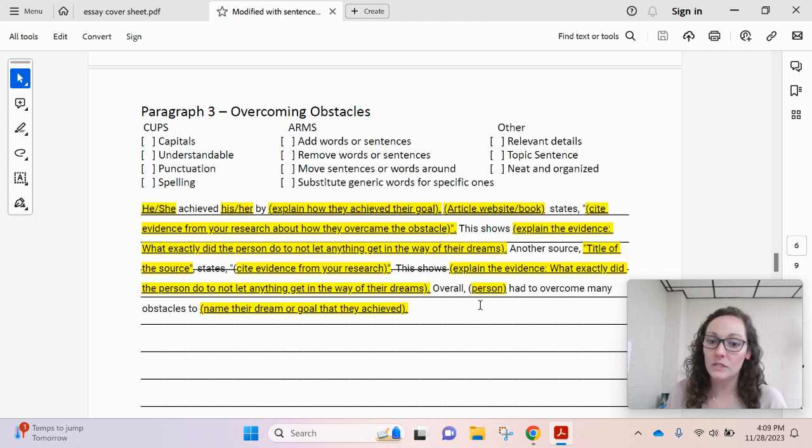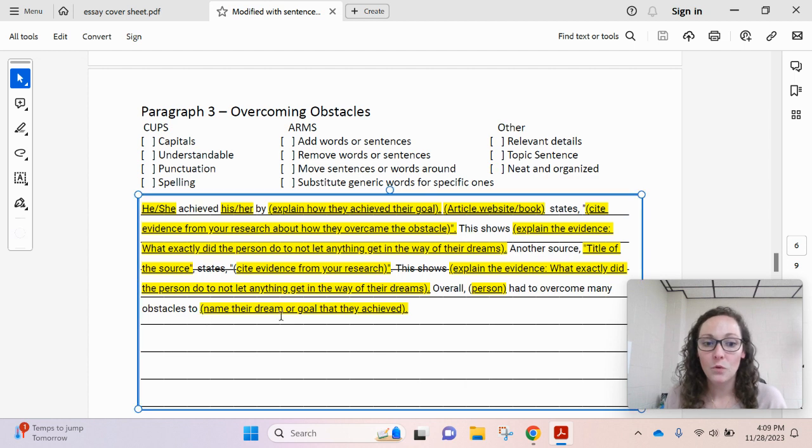Overall, your person's name had to overcome many obstacles to reach whatever their dream was, whatever their goal was that they achieved. Okay?